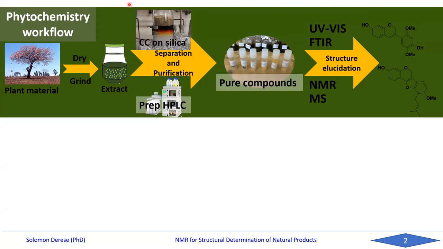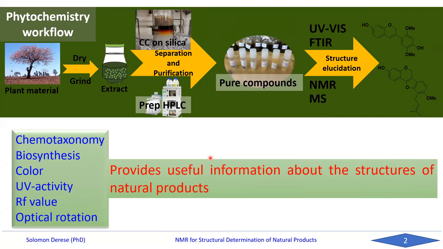In addition to this, it's very important that you can get adequate information from the chemotaxonomy, from the biosynthesis, from the color, whether the compound is UV active or not, from its Rf value, whether it is polar or non-polar, and from simple experiments like optical rotation. These can give very useful information towards the determination of the structure of a natural product. So you can use your fancy spectroscopic methods to determine the structure of a natural product, but the structure you obtain at the end of the day must be consistent with this very basic information.